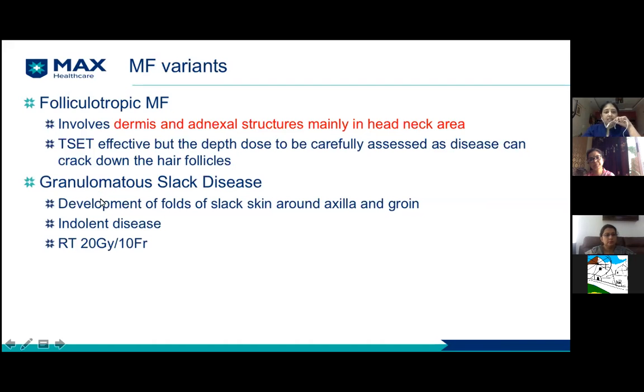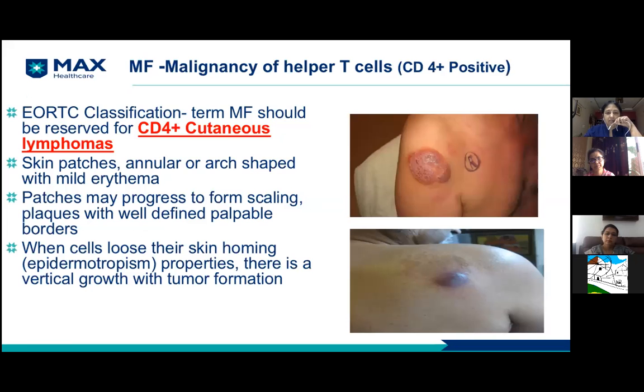There is another entity which is called granulomatous slack skin, where there is development of folds of slack skin around the axilla and groin. It is an indolent disease, and the recommended dose is 20 Gy in 10 fractions. So far, I have not encountered this in my clinical practice. Now, I will show you some pictures of how mycosis fungoides actually looks.